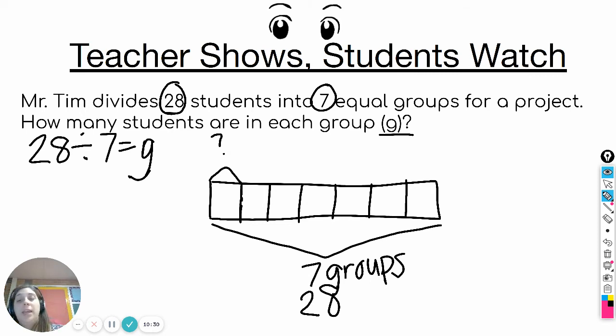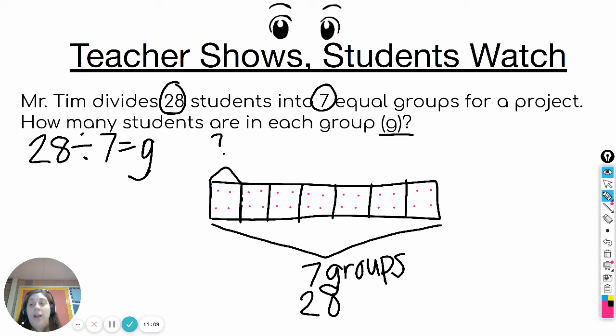Okay, so I'm going to count 1, 2, 3, 4, 5, 6, 7. I'm not at 28, so I keep going. 8, 9, 10, 11, 12, 13, 14, 15, 16, 17, 18, 19, 20, 21, 22, 23, 24, 25, 26, 27, 28. Now I'm at 28. I've used all 28 dots. 28 is my total, so I can't have any more dots than that.